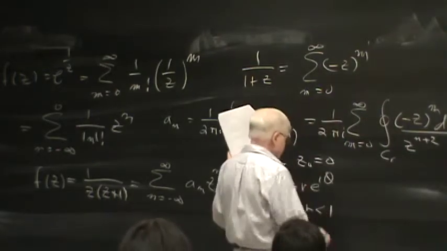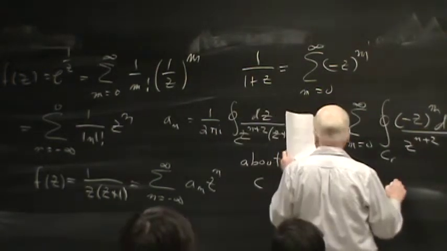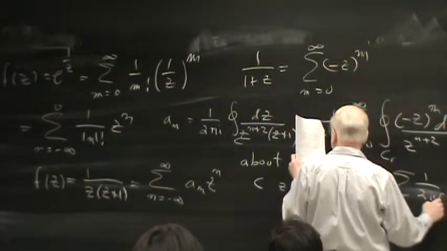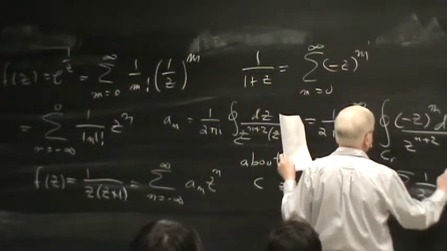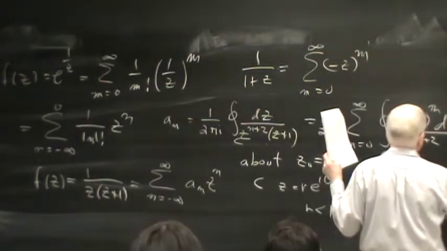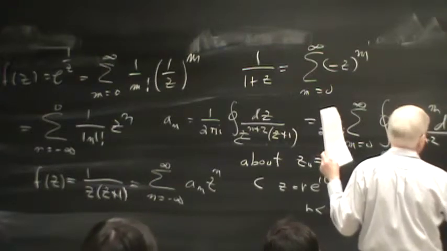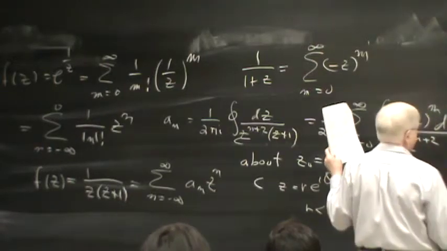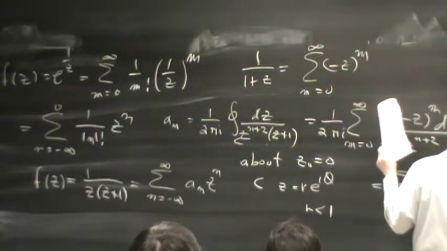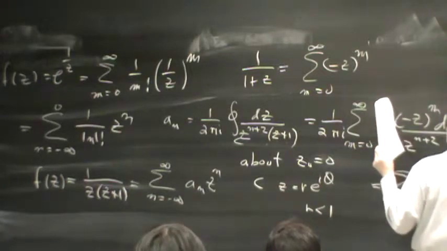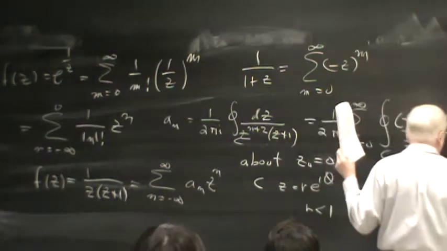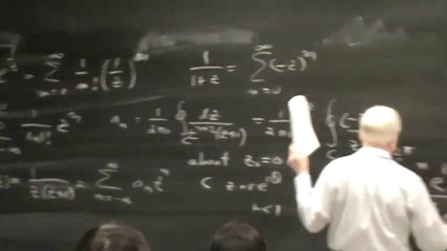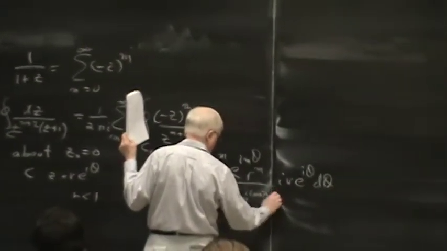And now if we let z equal r e to the i theta, you see that this is a sum, 1 over 2 pi i, integral is minus 1 to the m. This is e to the i m theta, r to the m. dz is i r e to the i theta d theta, and we're going now from 0 to 2 pi. And down here we've got r to the n plus 2, e to the i n plus 2 theta.